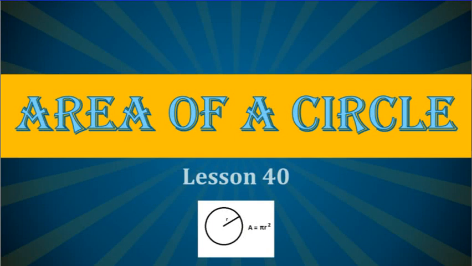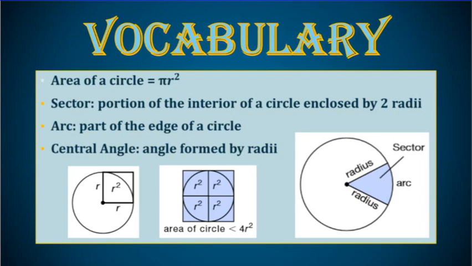Lesson 40, area of a circle. First, let's go through some vocabulary. We've already gone through circumference of a circle, which was pi times diameter. Here we're looking at the area. How much space does a circle take up? So the area of a circle is pi times our radius squared.